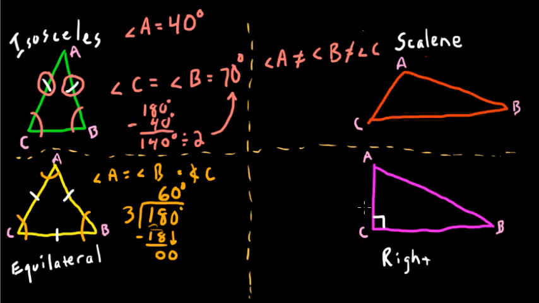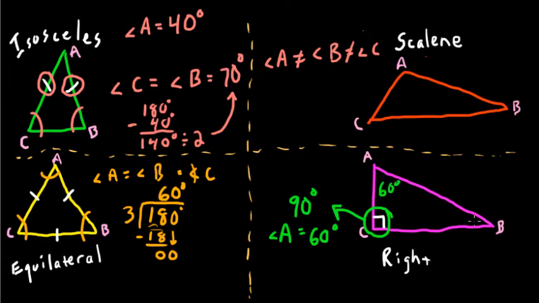Alright, and last we have a right triangle, and all that we need to know is if you see this sign right here, that tells us that this is 90 degrees. So we can use that as a clue. So if I told you that angle A equals, I don't know, let's say 60 degrees, then I know this is 90 and this is 60 degrees.